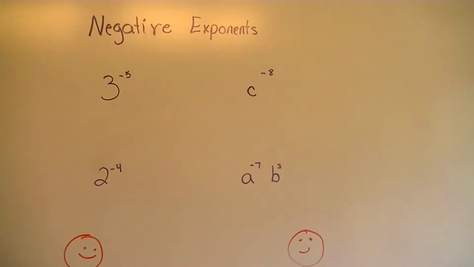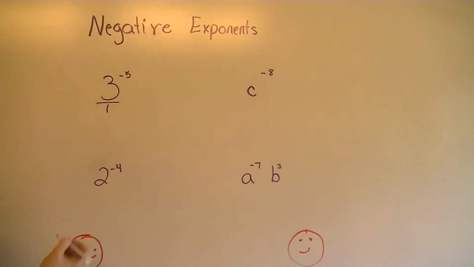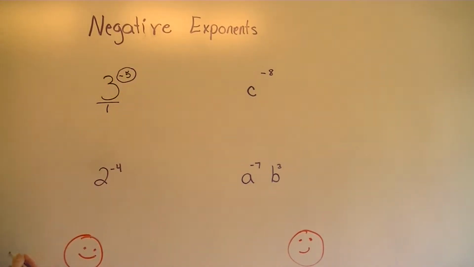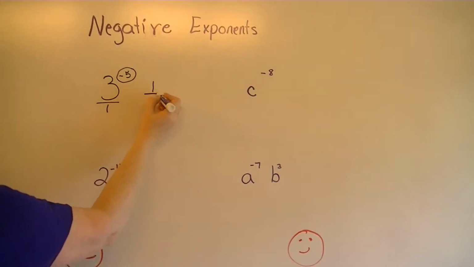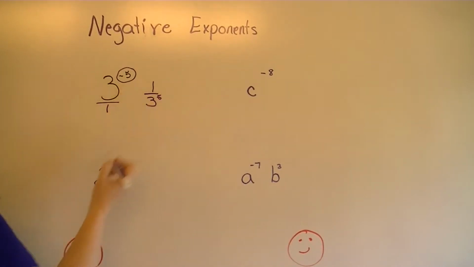And when you work with negative exponents, it's nice to think about fractions. 3 to the negative 5th is really 3 over 1. The negative exponent means that you want to flip your fraction upside down, and then you write your exponent, and once you flip it, the exponent becomes positive. So it's 3 to the 5th power.